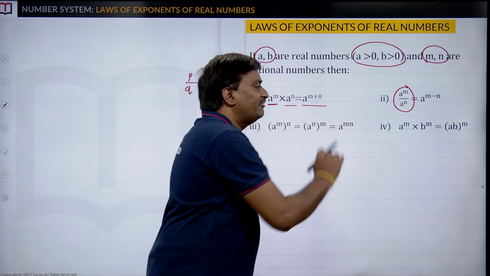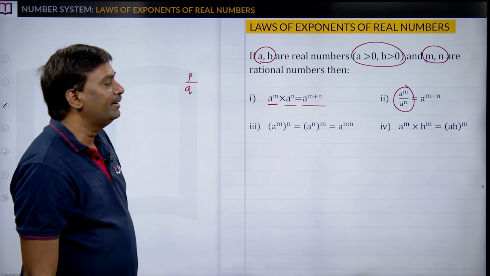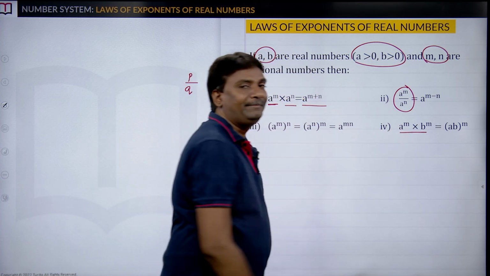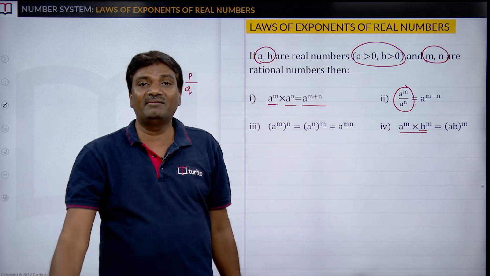Next, A power m into B power m equal to A into B whole power m. By observing this formula, here the base is A, here the base is B, but the power is same.